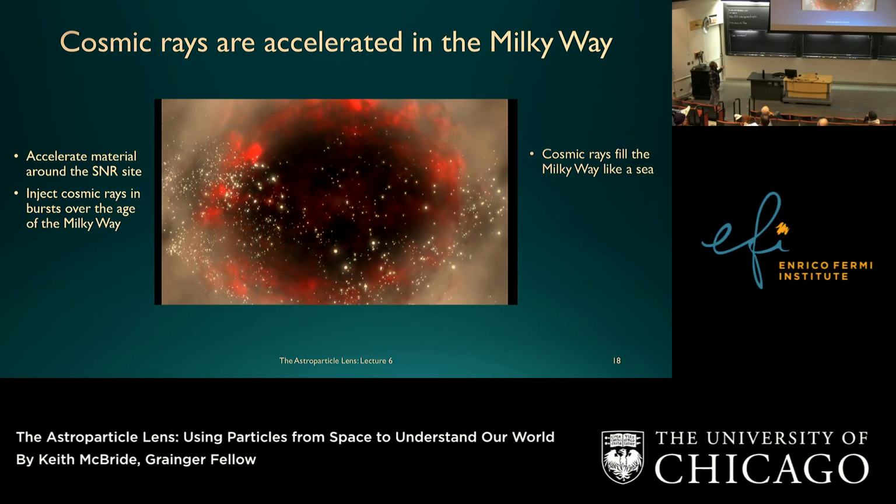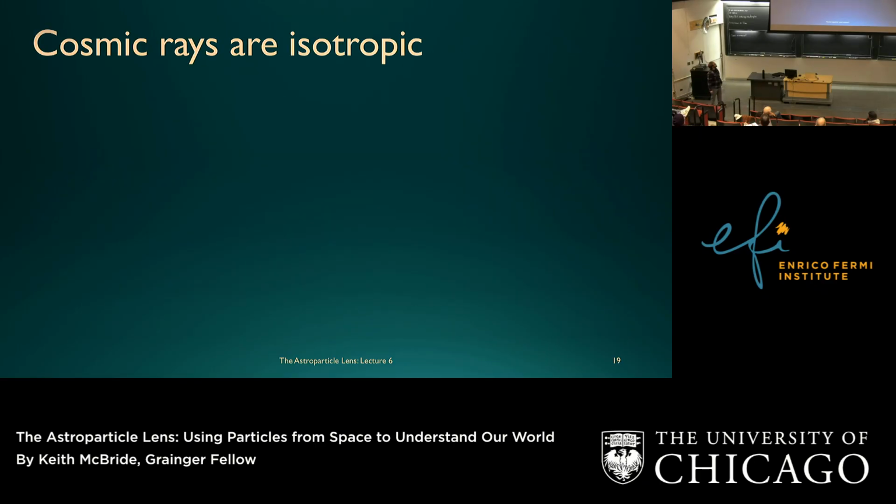And so this is why I was telling you that cosmic rays fill the Milky Way like a sea, right? The solar system is immersed in this sea of cosmic rays because these supernovae go off maybe 2 or 3 a century, but over millions or billions of years, right? That's a lot of bursts. That's a lot of supernovas. That's a lot of acceleration. That's a lot of nuclei produced in cosmic rays.